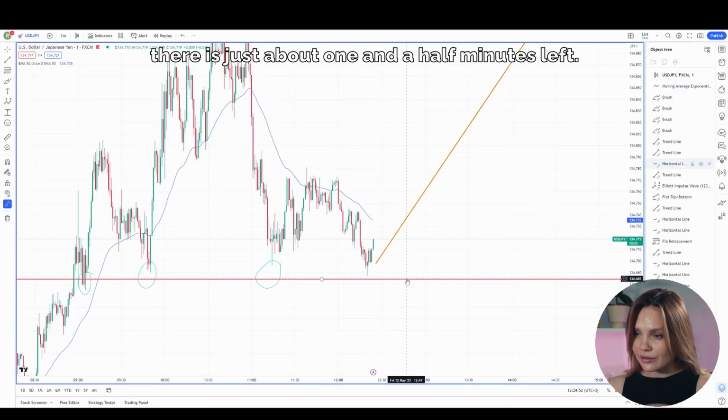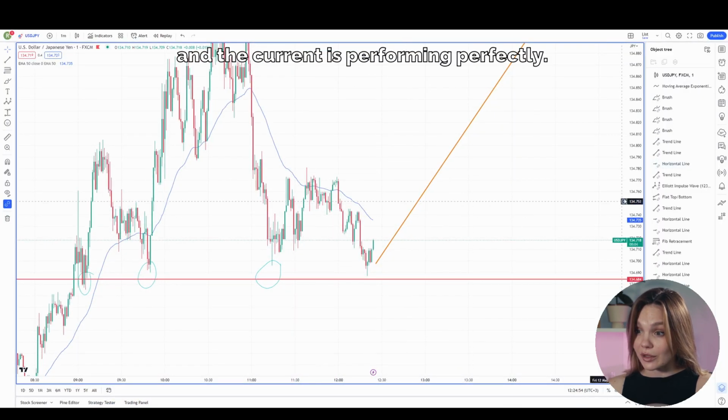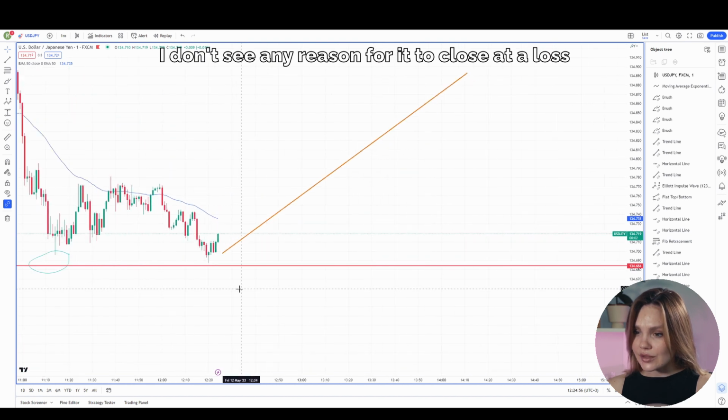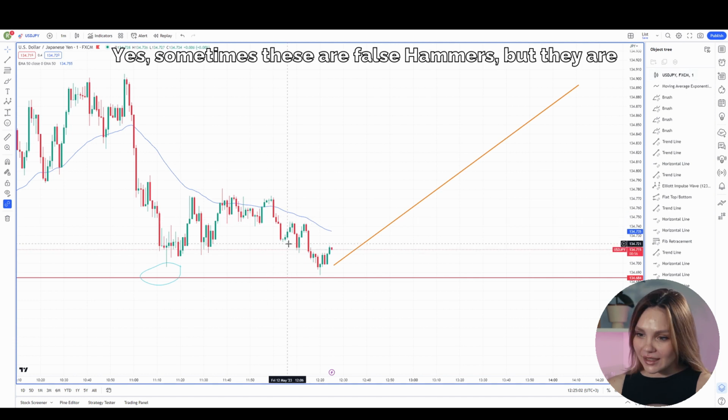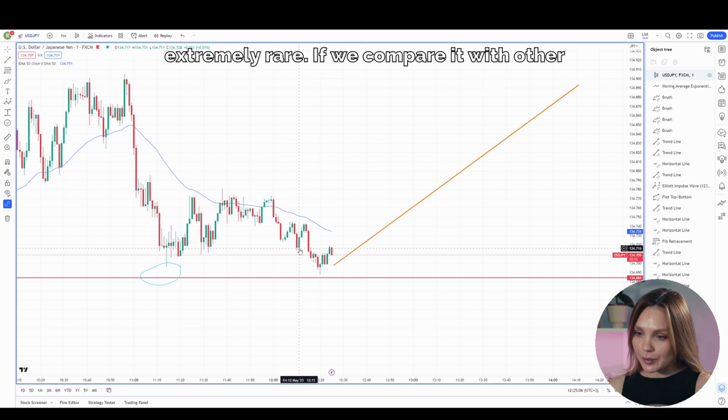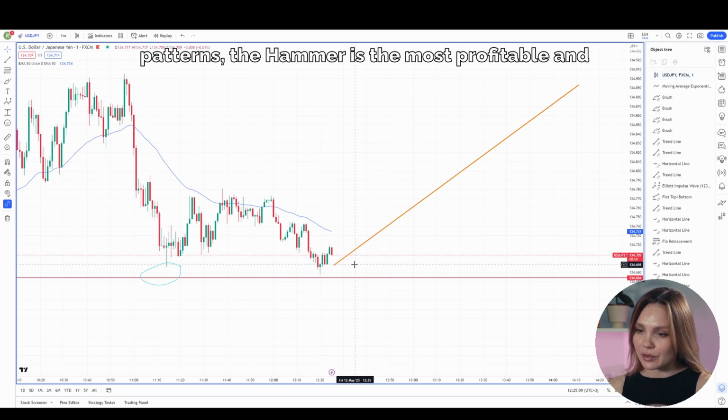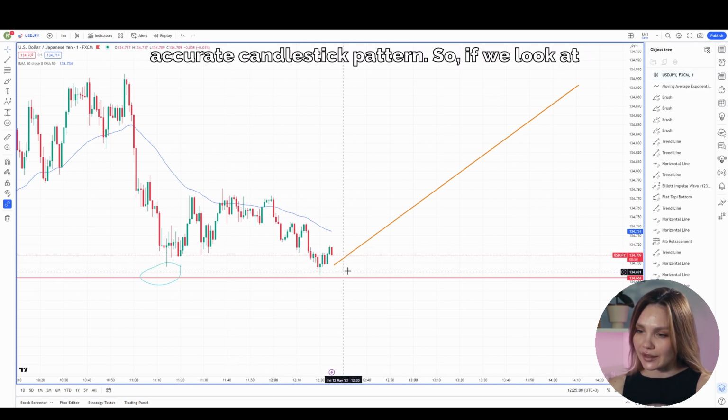Let's see. There is just about 1.5 minutes left. At the current moment, the trade is performing perfectly. I don't see any reason for it to close at a loss because the hammer is a fairly strong pattern. Yes, sometimes these are false hammers, but they are extremely rare. If we compare it with other patterns, the hammer is the most profitable and accurate candlestick pattern.